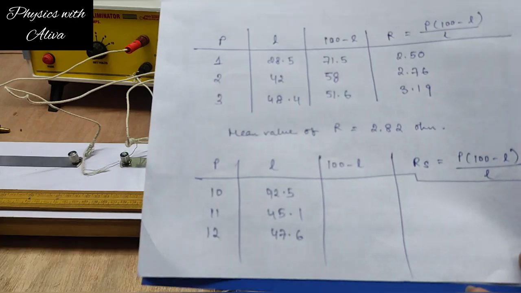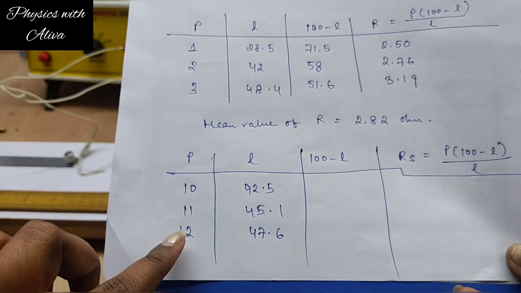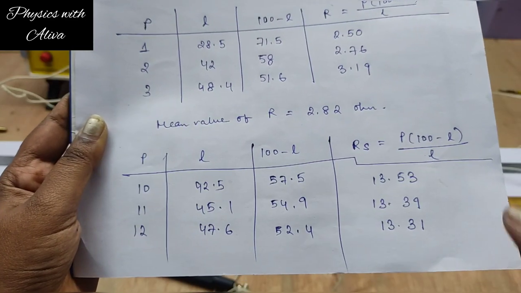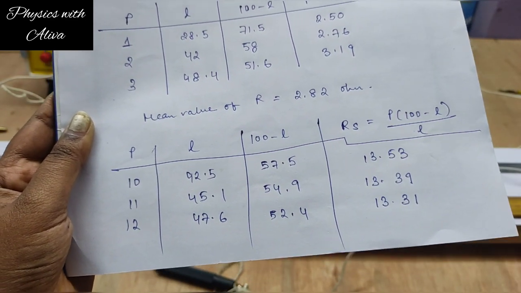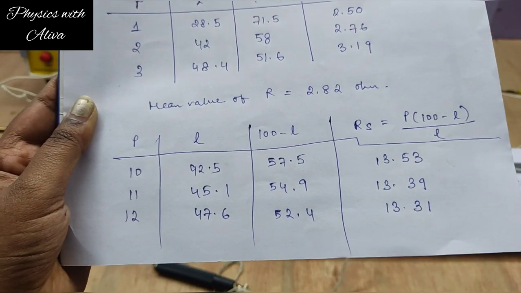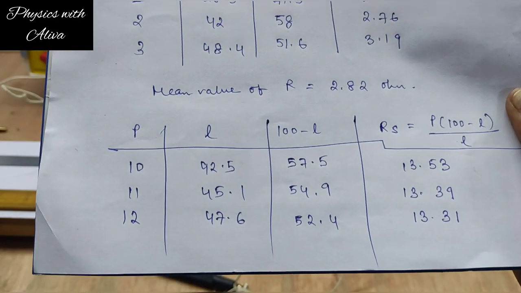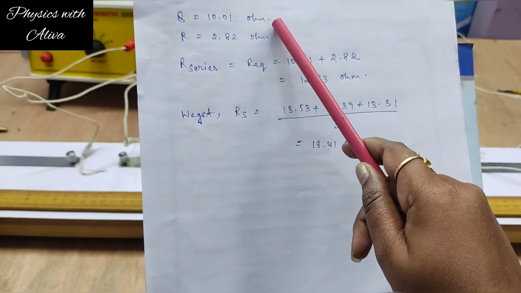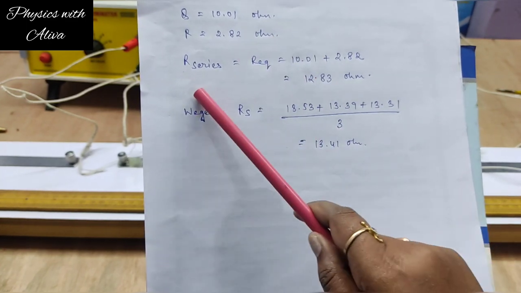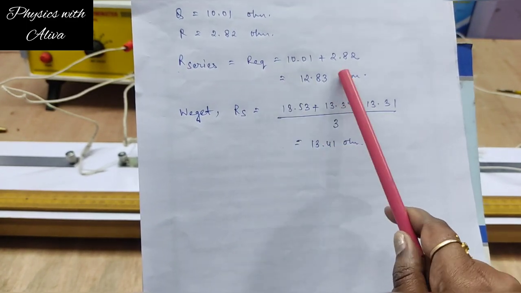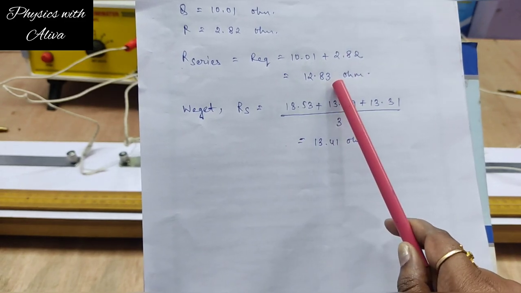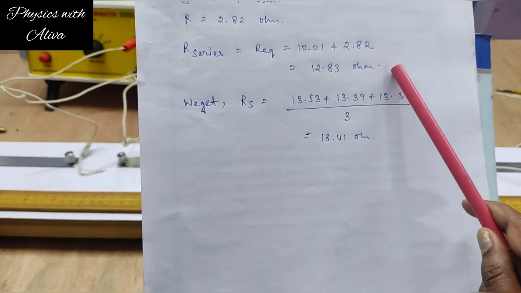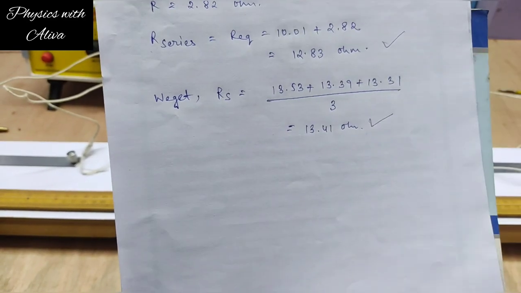We have taken these three readings for the series combination for 10 ohm, 11 ohm and 12 ohm. These are the values of the null point. Now we have to calculate this. We have already calculated the value of the equivalent resistance in series. Now we have to verify whether the result is close or not. We have already calculated the value of Q is 10.01 and the value of R is 2.82. So in series combination, the equivalent resistance will be R1 plus R2, which is 12.83 ohm. And by experiment, we get the value of Rs, which is 13.41 ohm. So this is verified. These values are close enough, so the series combination is verified.